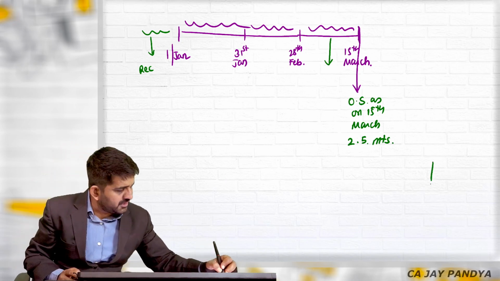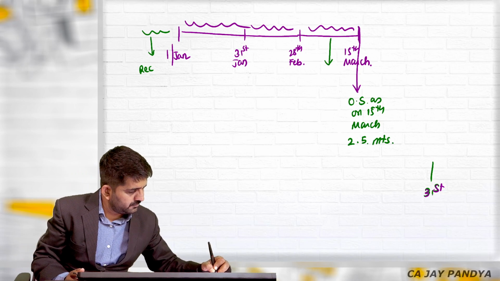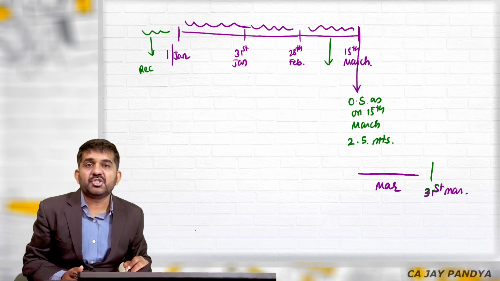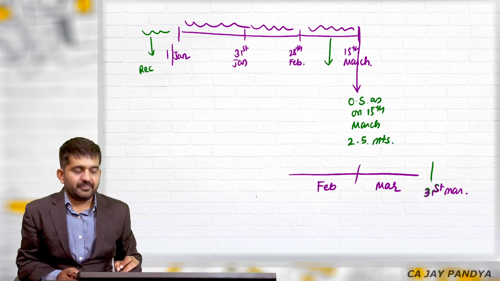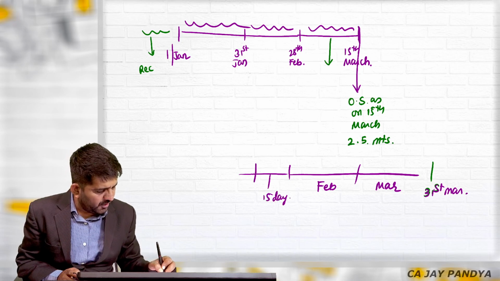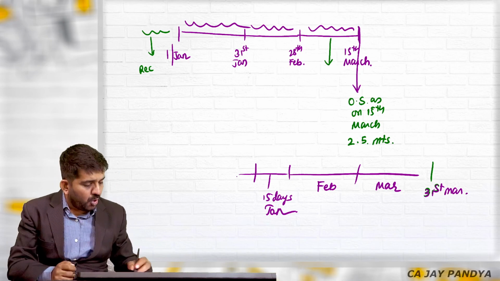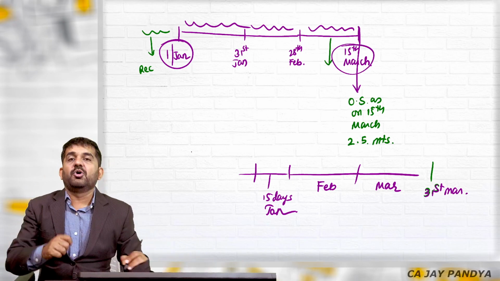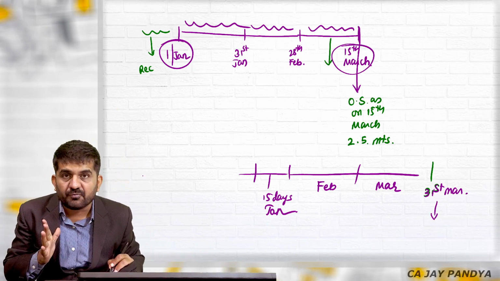What will be outstanding as on 31st March? Believe me, all sales of March, all sales of Feb, and 15 days sales of Jan. This will be outstanding. Sir, what about the sales which was done on 1st January? That will be recovered on 15th of March, which will be no longer outstanding as on 31st of March.